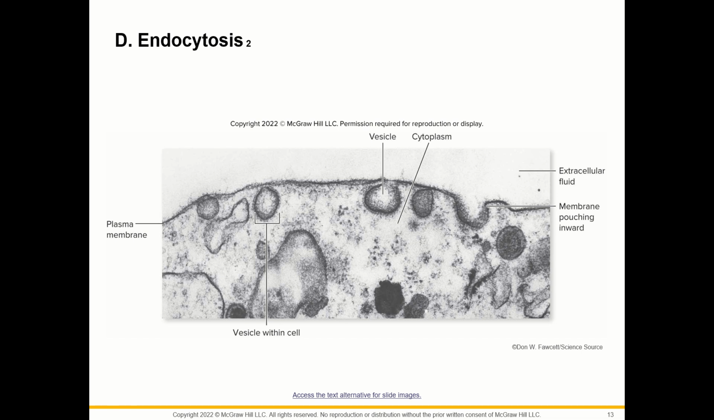This is figure 3.4. It's an electron micrograph showing endocytosis by a liver cell. The plasma membrane can be seen to invaginate and create a vesicle that pinches off, containing extracellular material. Invaginate just means to fold inward.